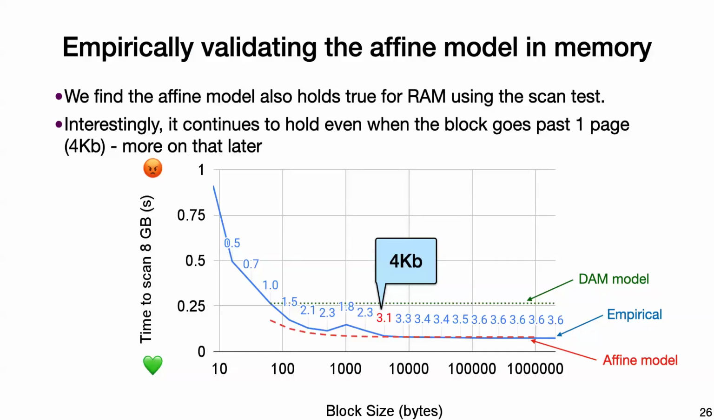And the block size is set by this x-axis. So it's just a micro benchmark, it's unrelated. And the y-axis is relative time. Oh yeah, it's 8G. The blue line is the empirical performance. The green line is what is predicted by the DAM model, and the red line is what is predicted by the affine model. You can see that indeed the empirical line is matching up better with this affine model. So we can verify that in memory as well.